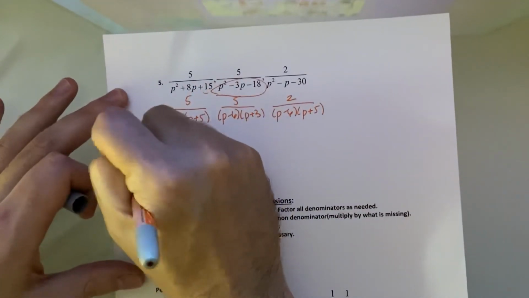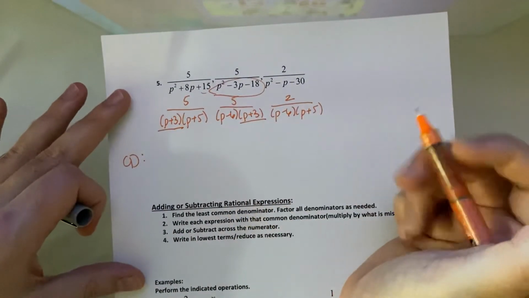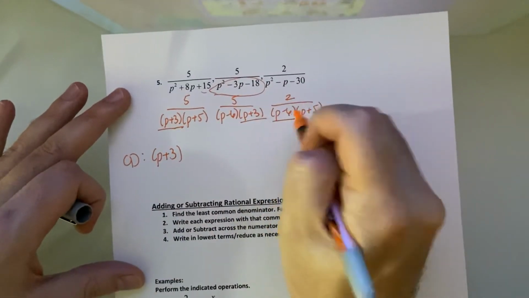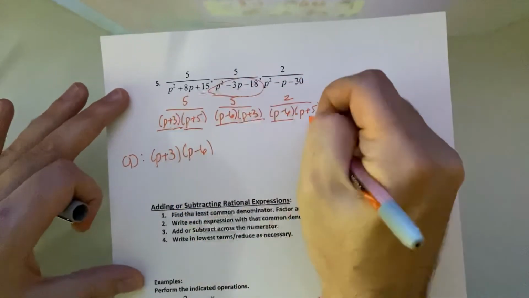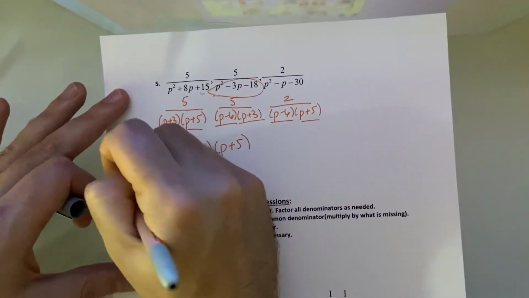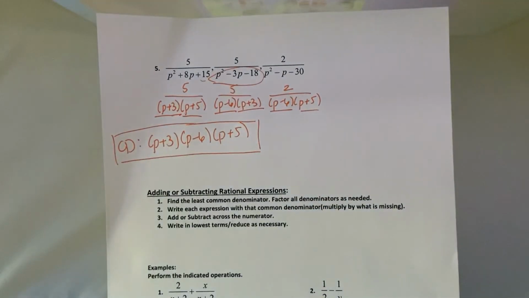So it's my common denominator. I need at least one p plus 3, which handles both of those p plus 3s. I need one p minus 6. And I need one p plus 5. And once you know it, those three multiplied together covers all of the denominator. And so that would be my common denominator.